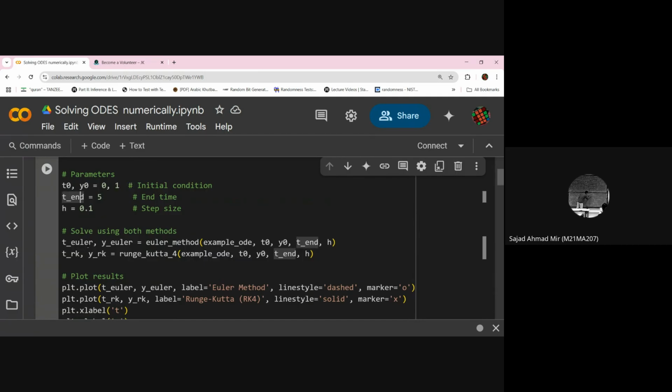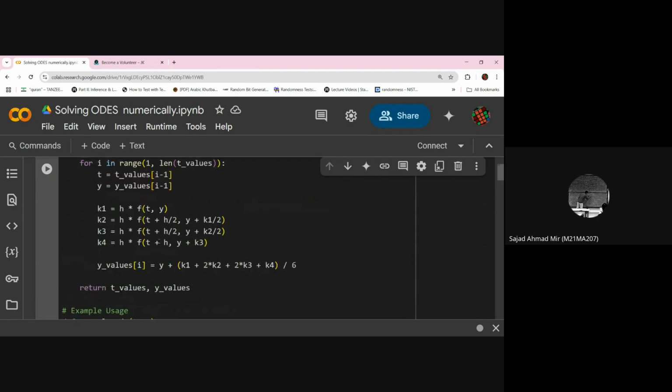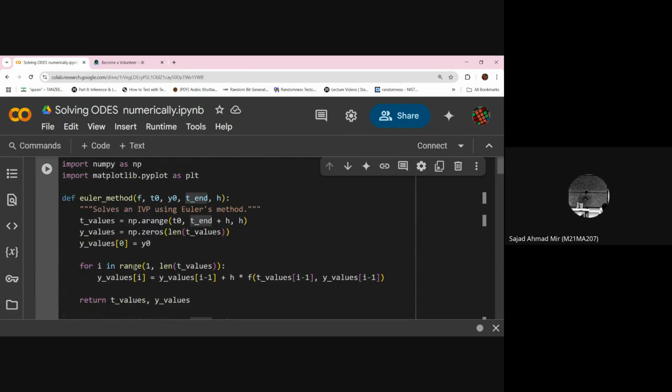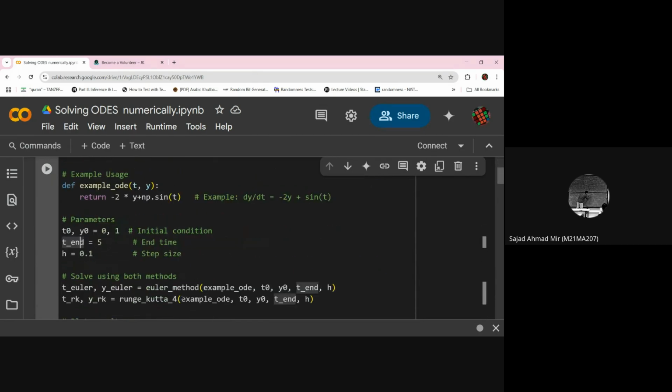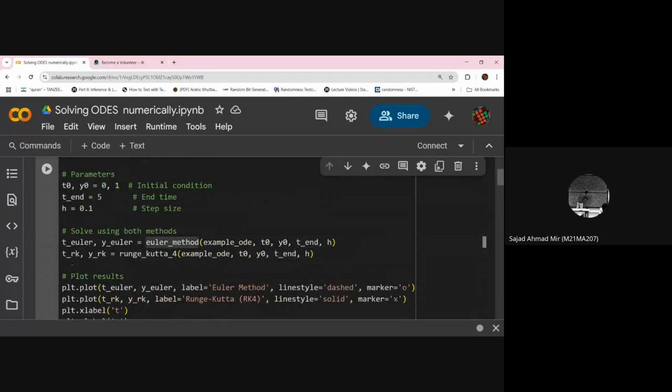So I call my Euler, t Euler. t Euler means you are using this Euler scheme, taking those steps and calculating the values at those steps. That is what your Euler's method is returning: t values and y values, which means your x values and their corresponding y values. And the RK method is giving you the t values that I am storing as trk and yrk, using rk4 and the example ODE, supplying the initial conditions and the step length.